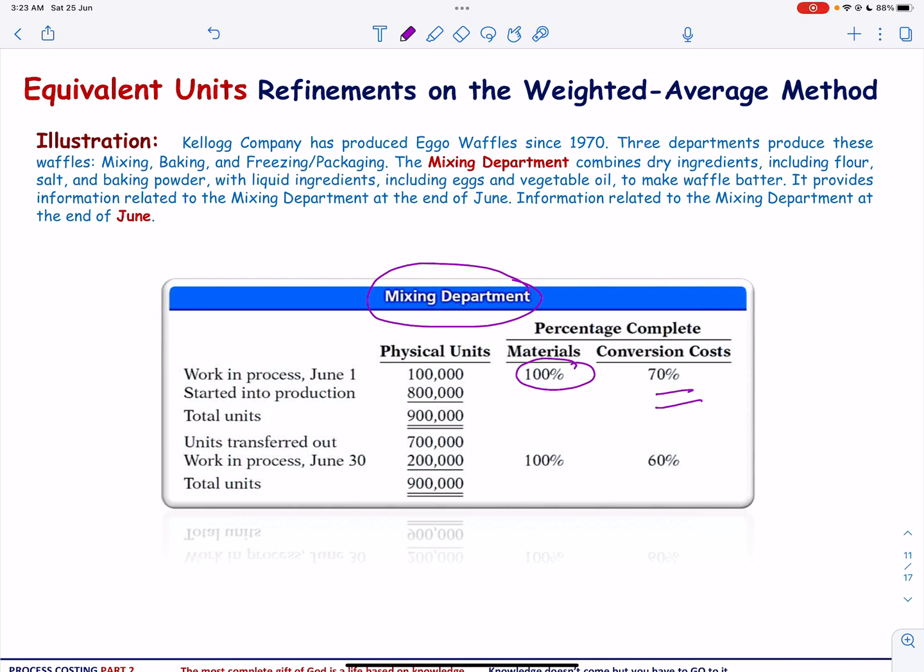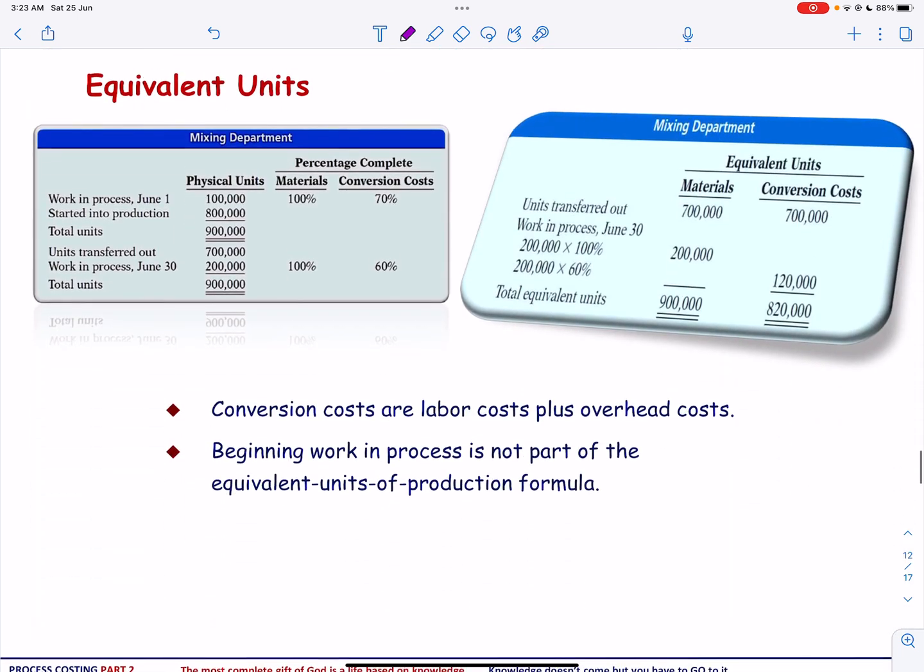The ending work in process is 100% complete as to material and 60% complete as to the conversion cost. We then use the mixing department information to determine equivalent units. Let us see how to compute equivalent units in the next slide.